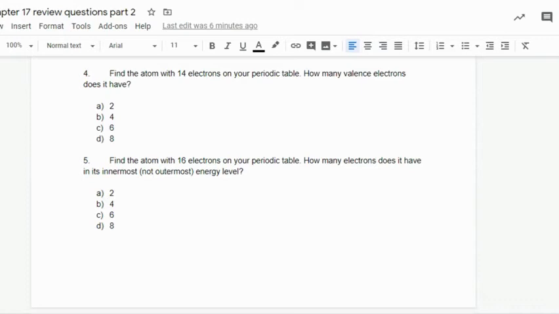You have to actually read the question and answer the question that's being asked. Find the atom with 16 electrons on your periodic table. How many electrons does it have in its innermost energy level? Well, the answer to that is 2.